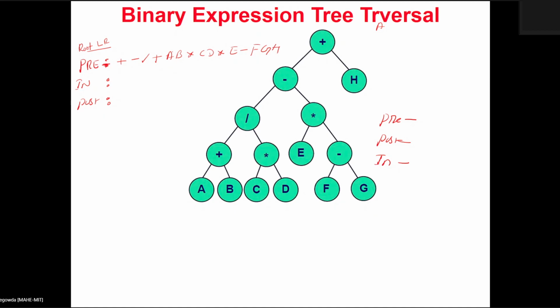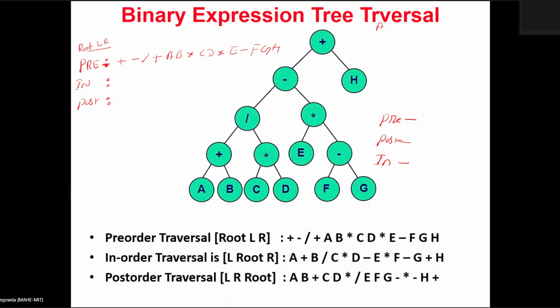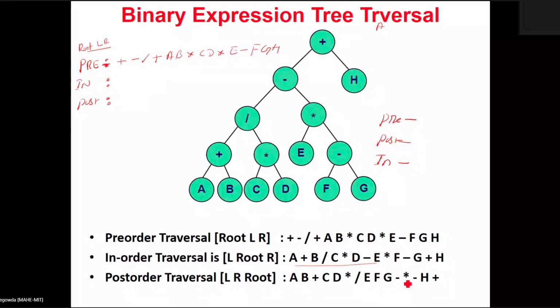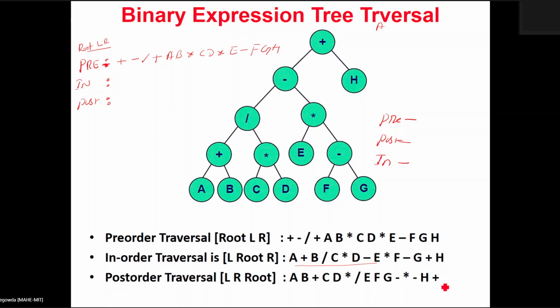You just have to go through it, you have to make the output of this, and I'll show you what is the output of this. If you look at this one here, this is the pre-order traversal output, plus minus slash plus A B star C D star E minus F G H, and in-order traversal will give you this, okay, and post-order traversal will give you A B plus C D star slash E F G minus star minus H and plus here, okay.